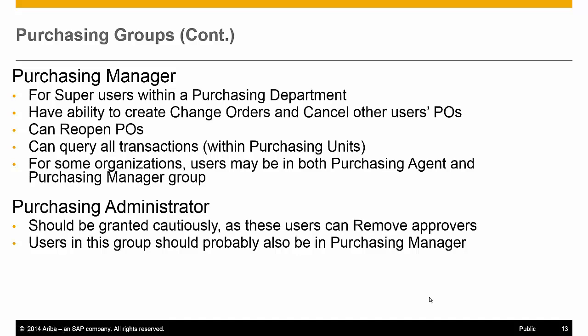Next up is the purchasing manager group. That is one level higher, and that's generally given to super users within your purchasing department. So a purchasing manager has some extended capabilities, such as they can create change orders and cancel orders even for other people's transactions. They also have the ability to reopen purchase orders that have been closed, and they have enterprise-wide visibility. That is what we call query all access. So if they're running a system search or a report, they can look at data enterprise-wide.